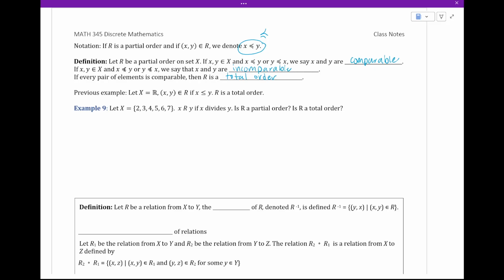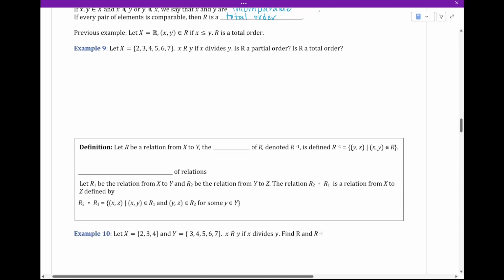If every pair of elements is comparable, then R is a total order. In our previous example, where X was all real numbers, (X, Y) is in R if X is less than or equal to Y. That is a total order because you can pick any two numbers and compare them. You can put one in front of the other. So R is a total order. Let's take a look at example 9. Let X be 2, 3, 4, 5, 6, 7. X R Y if X divides Y. Is R a partial order and is R a total order?